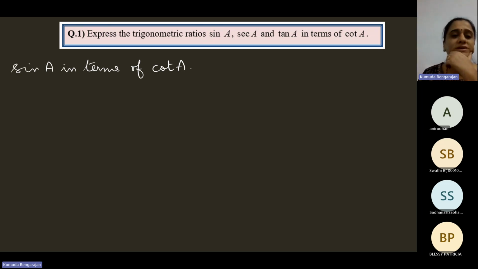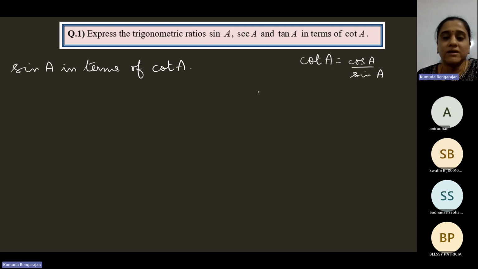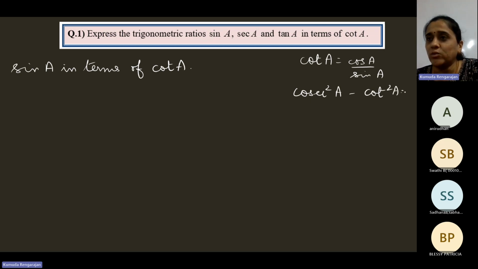Cot and sine, directly there is no relationship. Like you can write cot A is cos A by sine A. That's one way of writing. Or think about this identity, cosecant square A minus cot square A is equal to 1, right?